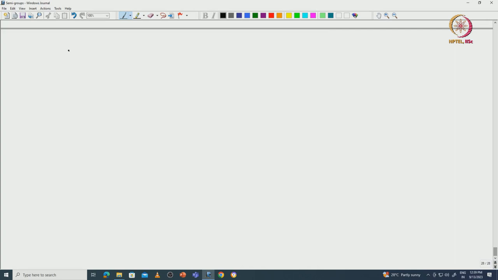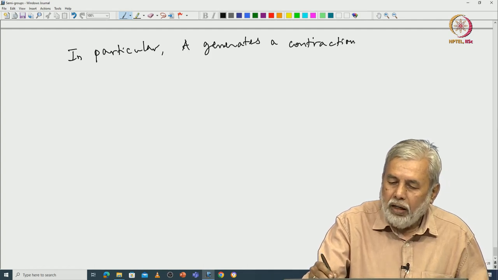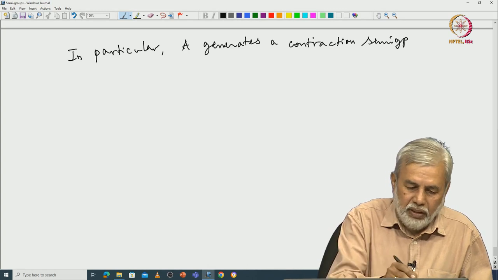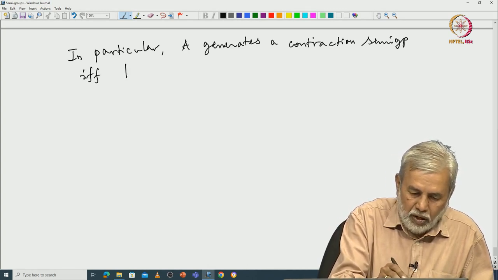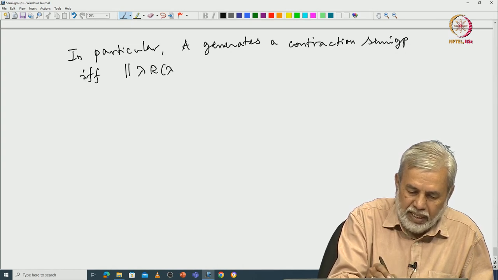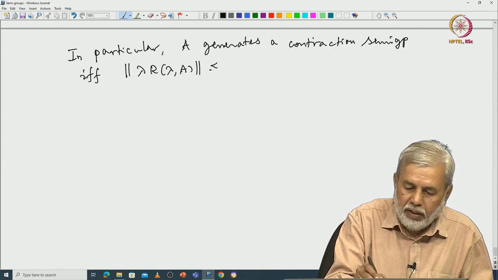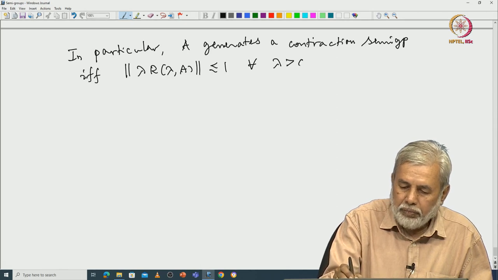Okay. So, in particular, A generates a contraction semi group, again same statement I will write it, if and only if norm of R lambda A, same thing I am rewriting it, is less than or equal to 1 for all lambda positive. Okay.